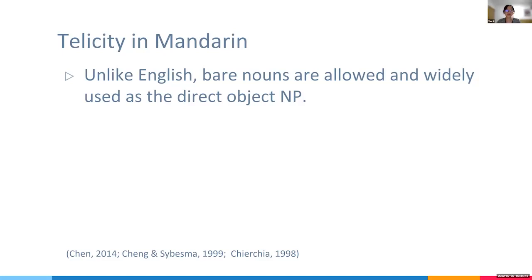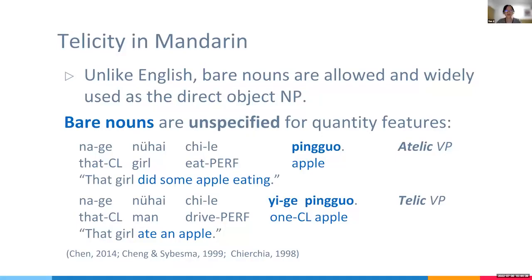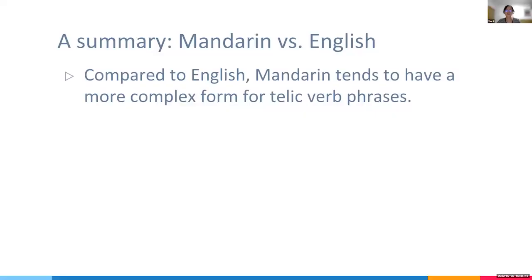And apart from the verb component, Mandarin and English are quite different in the direct object. Since there are no overt plural markers in Mandarin, bare nouns are grammatical and are actually widely used as a direct object noun phrase. And bare nouns are not specified for quantitative features. If we use a bare noun as a direct object, like eat apple, the default interpretation is atelic. It roughly means do some apple eating. To specify the quantity, we use numeral and classifier, as in the second case, to specify the quantity of the object. So to sum up, compared to English, Mandarin tends to have a more complex form for telic verb phrases.